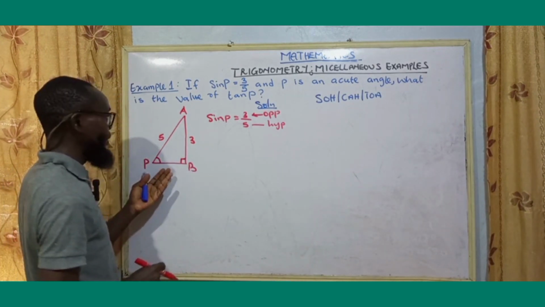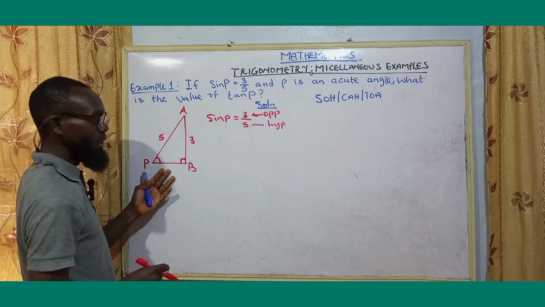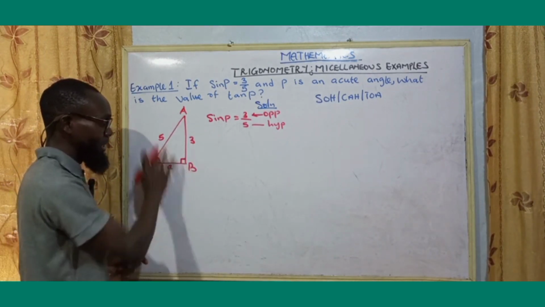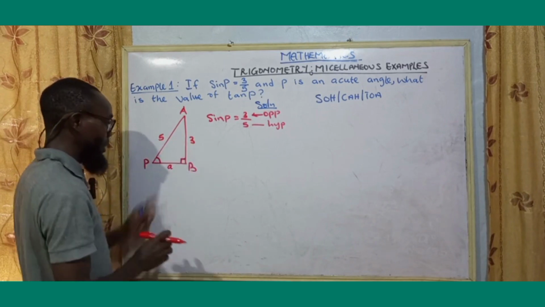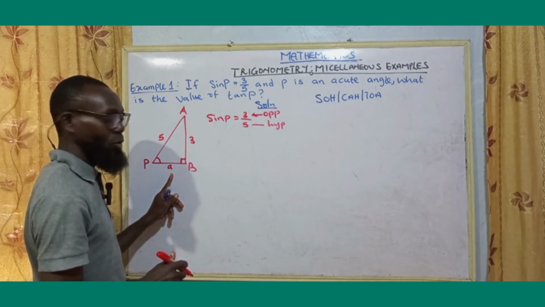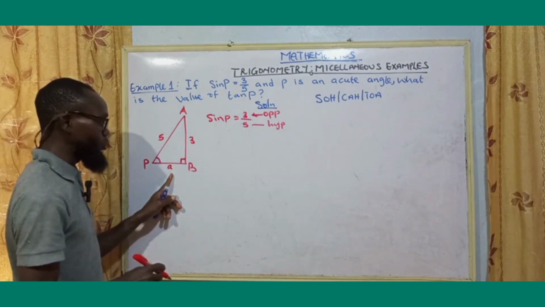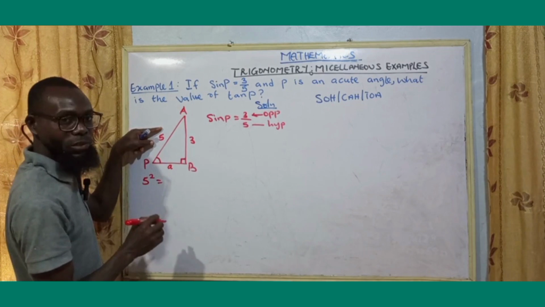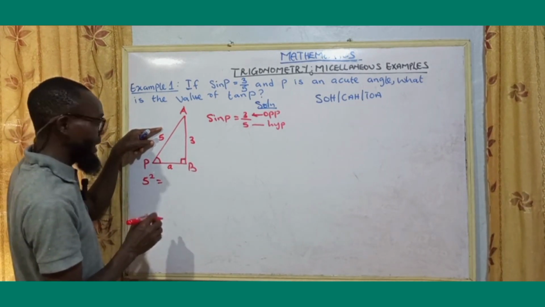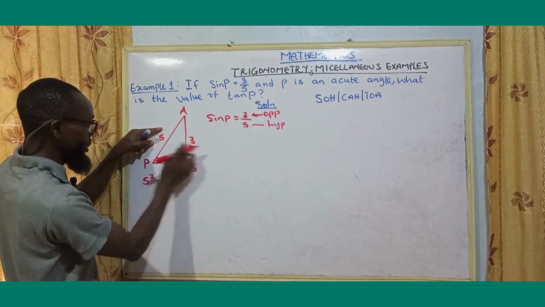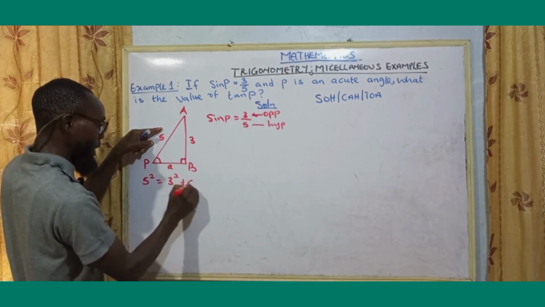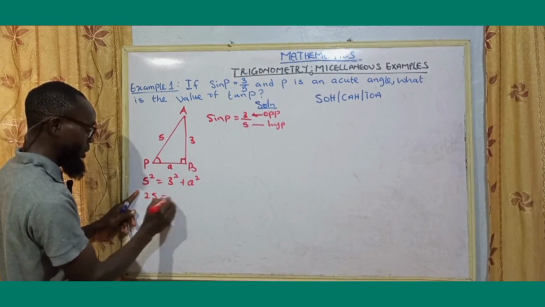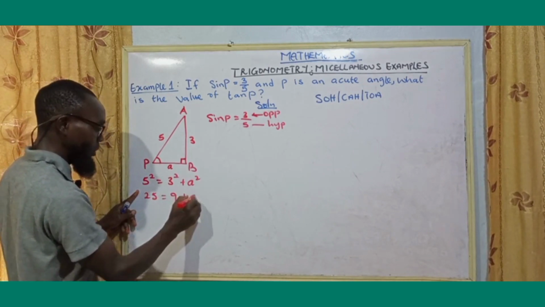Now, we can get our side PB. Let's call it small letter A. Since we have the two sides here, we can get this A from Pythagoras rule, which states that the square of the hypotenuse side, 5 squared, is equal to the sum of the squares of the other two sides, that is, 5 squared is equal to 3 squared plus A squared. 5 squared is 5 times 5, that is 25, is equal to 9 plus A squared.